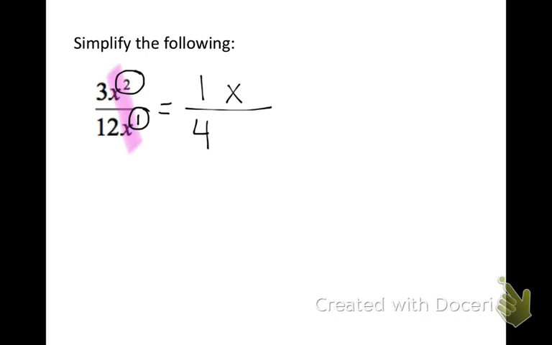I always put my x where I had more x's to start with, and since this 2 is bigger, I know I'm going to put my x on the top of the fraction. I'm just going to rewrite my problem now, or my answer. It's just going to be x over 4. There's no need to put that 1 out front.